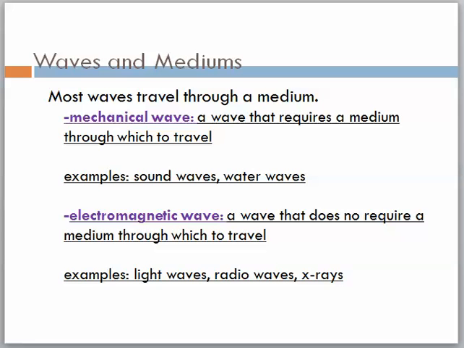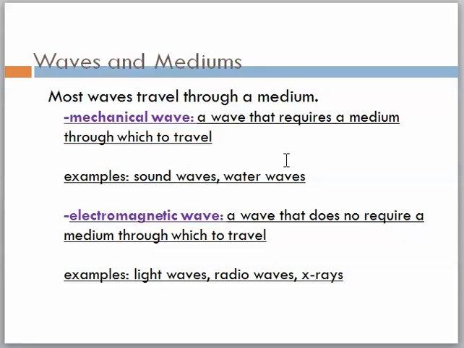All right, waves and mediums. Most waves travel through a medium. A mechanical wave is a wave that requires a medium through which to travel. I've given you some examples of mechanical waves: sound waves and water waves. Another type of wave is an electromagnetic wave, a wave that does not require a medium through which to travel. Examples of this would be light waves, radio waves, and X-rays.